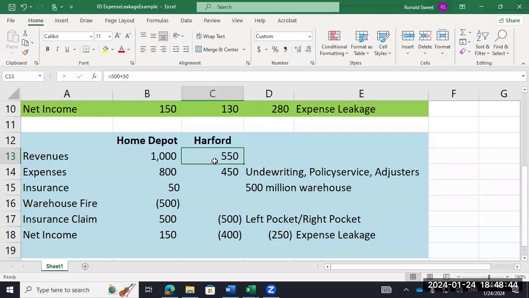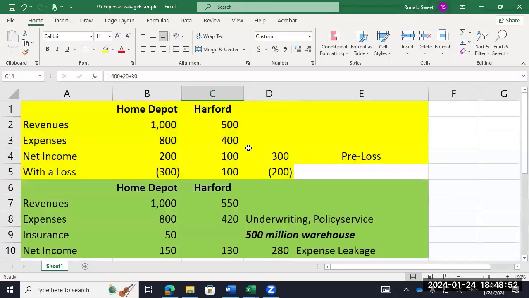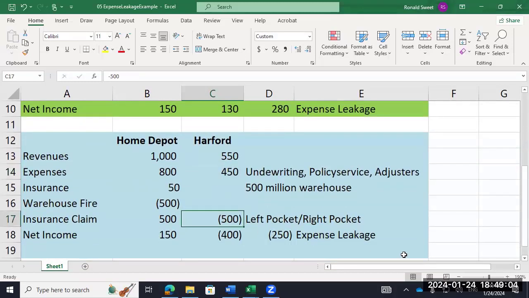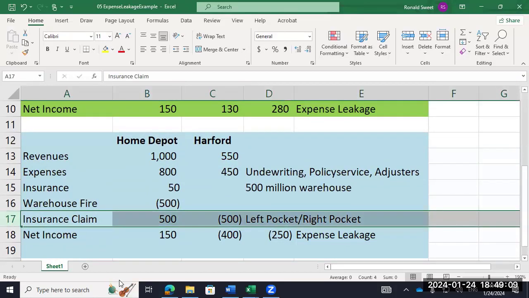Hartford has an extra 50, right? They started with 500, but they got an extra 50. What do you notice about their expenses? Went up a bunch, didn't they? Why? Because they don't just have underwriters and policy service. They also now have adjusters, and they got to pay $500 for the warehouse. What happened on the loss side to your portfolio? Just left pocket, right pocket, right? One of your stocks in your portfolio lost 500 million, so another stock in your portfolio paid them 500 million. Your portfolio doesn't care. How can you come ahead in this transaction? There's just no way to do it.